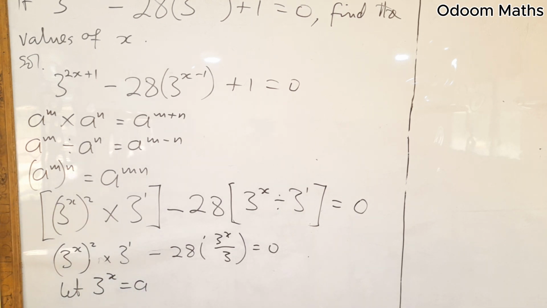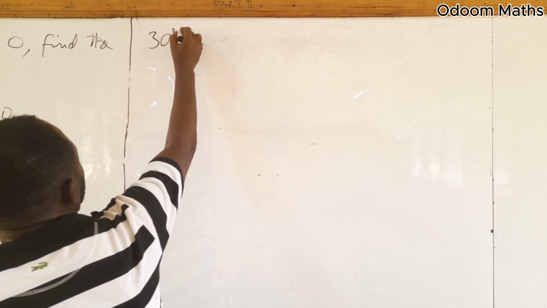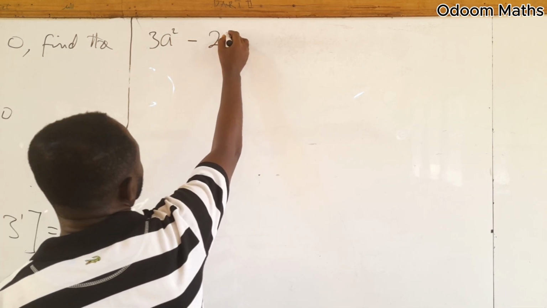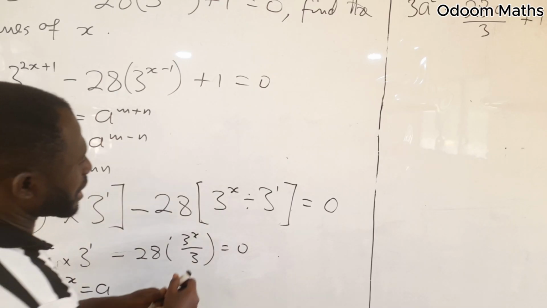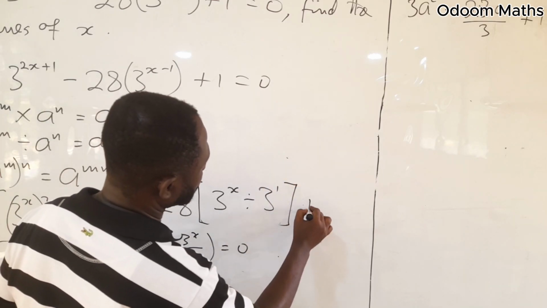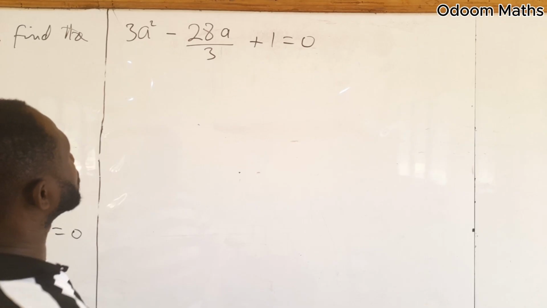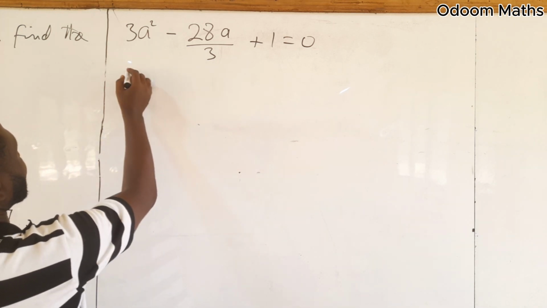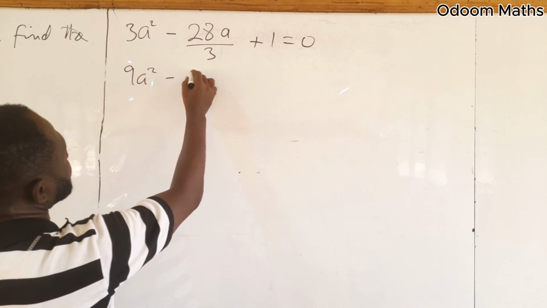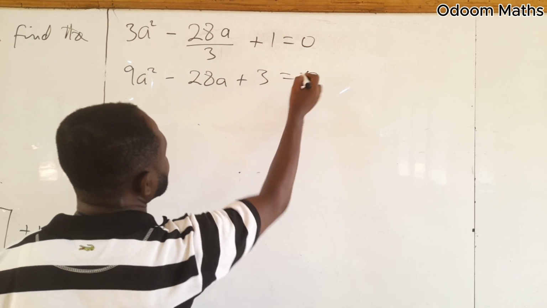So when we see 3 to the power x, we can put a there. Now from this one, we have 3a squared, then minus 28a all over 3, plus 1 equals 0. Here I omitted the plus 1, so plus 1 equals 0. Here we can multiply through by 3, that being the LCM. So when I multiply this by 3, that is going to be 9a squared minus 28a plus 3, equals 0.